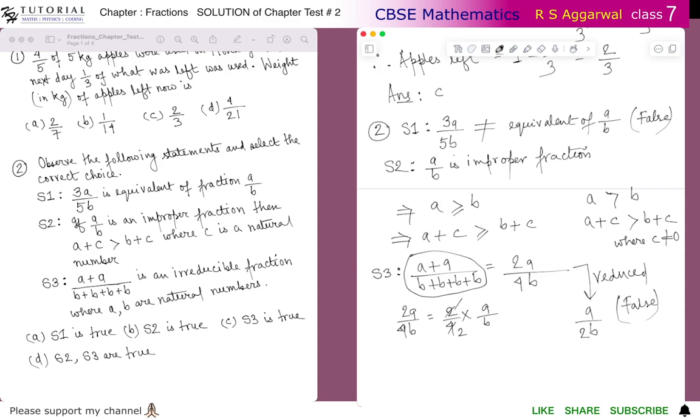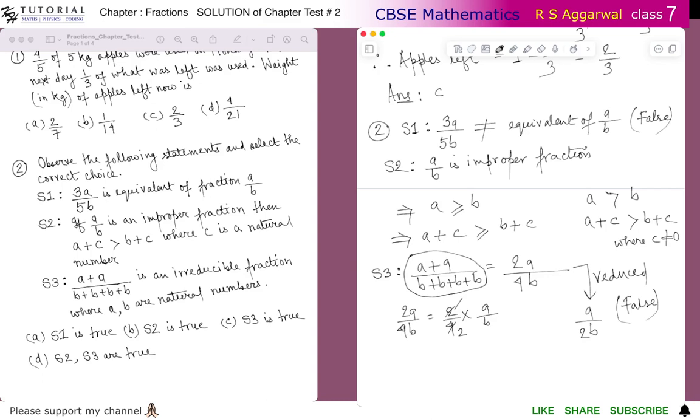Now let's check the options. Option C says S3 is true, which cannot be the case, because S3 is clearly false. Now let's see the choices one by one. A, S1 is true. No, S1 is false. B, S2 is true. Now S2 is true.